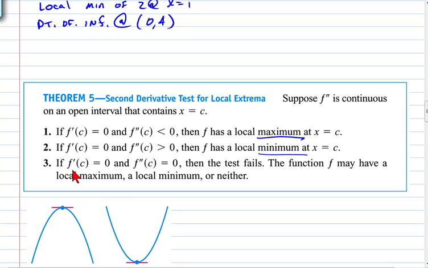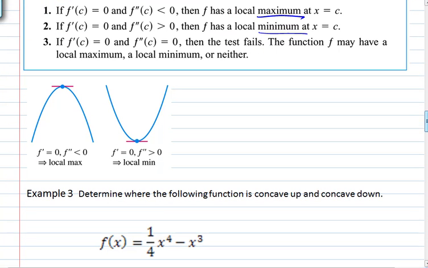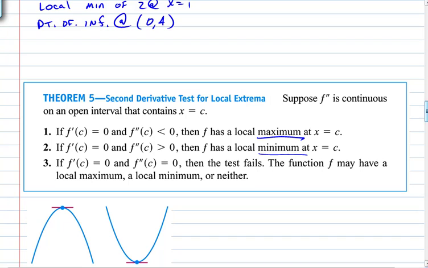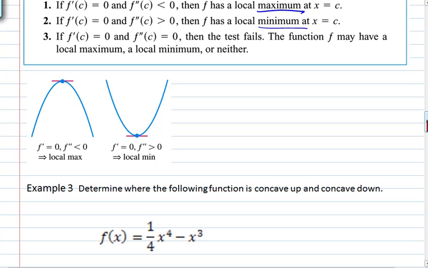If the first derivative is 0 and the second derivative is 0, the test fails. We may have a max, min, or a point of inflection. This is called the second derivative test for local extrema. It's a redundant test to the first derivative test.